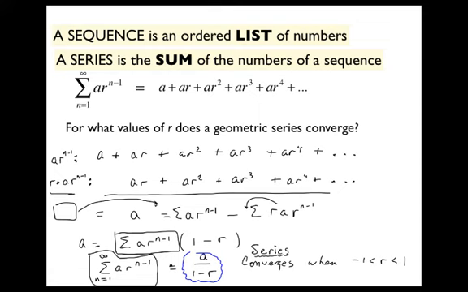Let's do the turtle example. The turtle example was in fact a geometric series. What was the turtle example? It was the sum from n equals 1 to infinity of 1 over 2 to the n. Now, we need to make that look just like this: a times r to the n minus 1. So we've got to do some work on this to get it to look like a times r to the n minus 1.